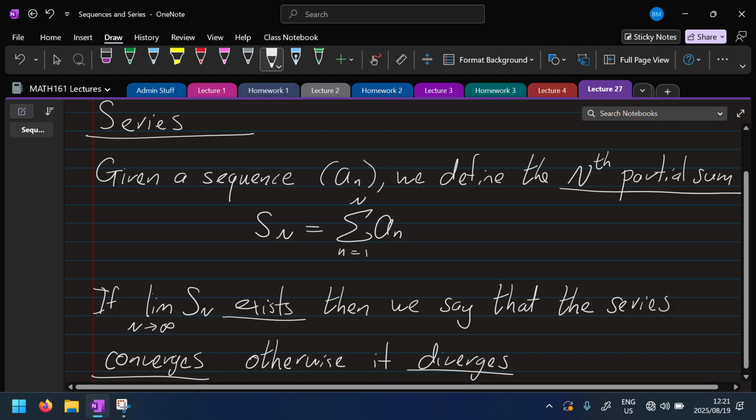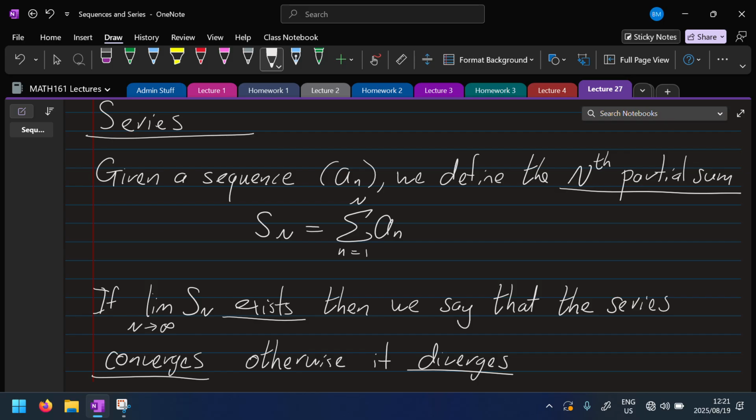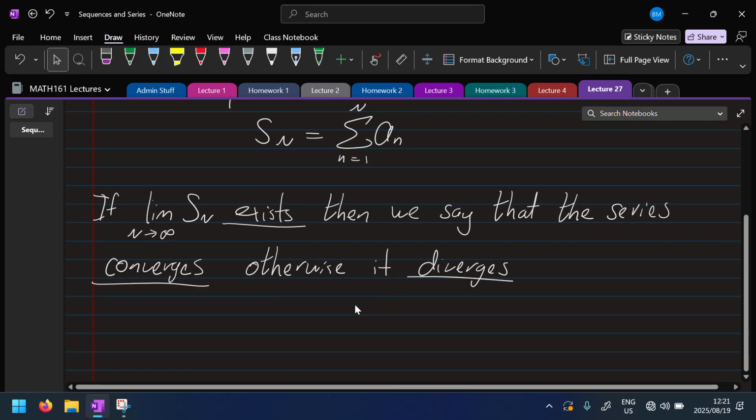So that's all dependent on this limit here. Given some sequence a_n, we can take the sum of the first N terms, whatever that might be. Then when we take the limit as N goes to infinity, if that limit exists, and we know how to determine that from last year, then the series converges. Otherwise, if the limit does not exist, for whatever reason, then it diverges. So that is how we tell if a series converges or diverges.